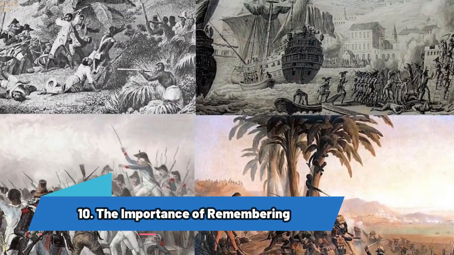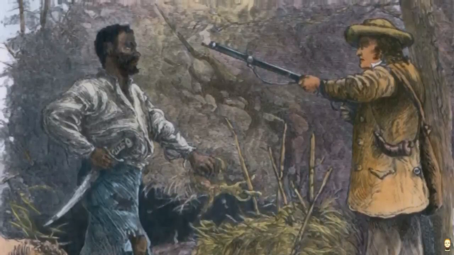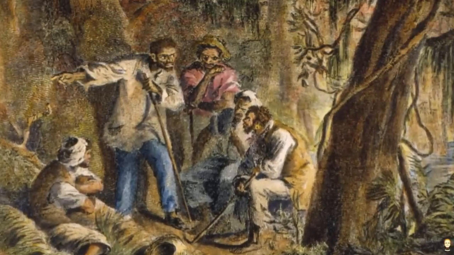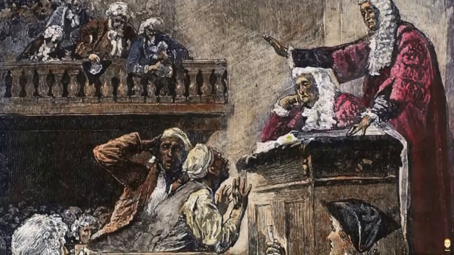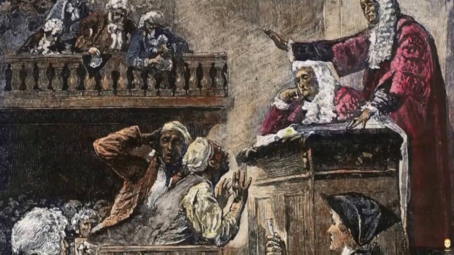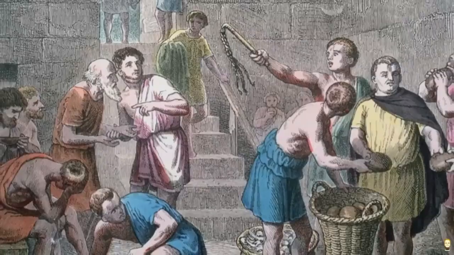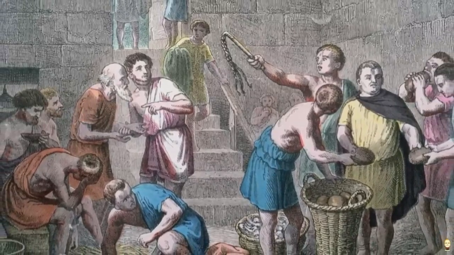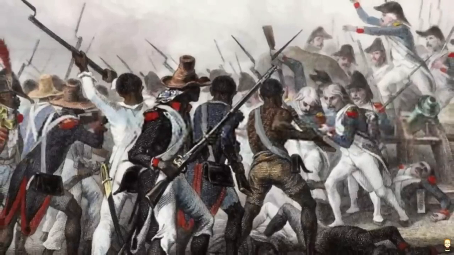10. The importance of remembering. Understanding the full scope of the African slave trade is crucial for acknowledging the resilience and agency of those who endured such immense suffering. It challenges us to confront uncomfortable truths and reflect on how history continues to shape present realities. By shedding light on these untold stories, we honor the memories of those who were silenced and ensure that their experiences are not forgotten.